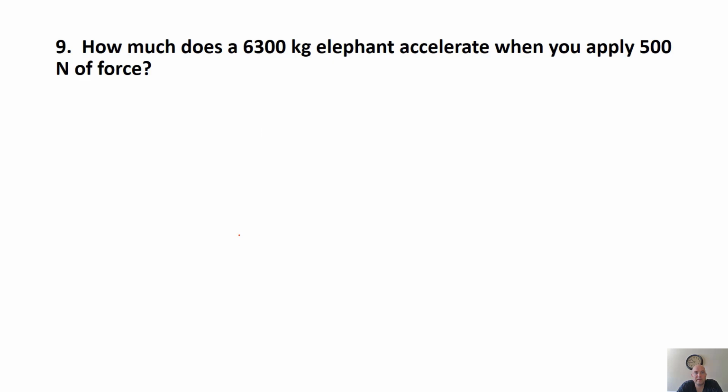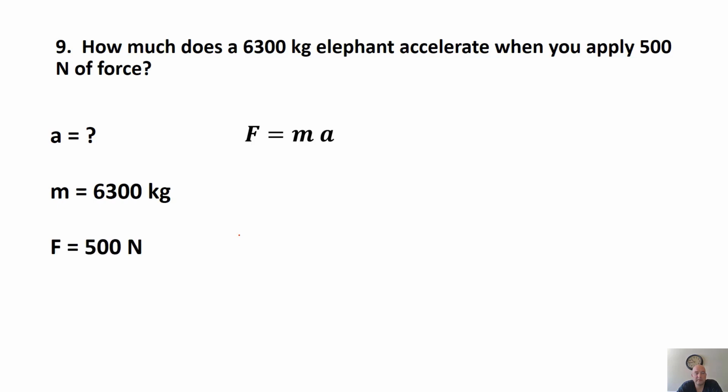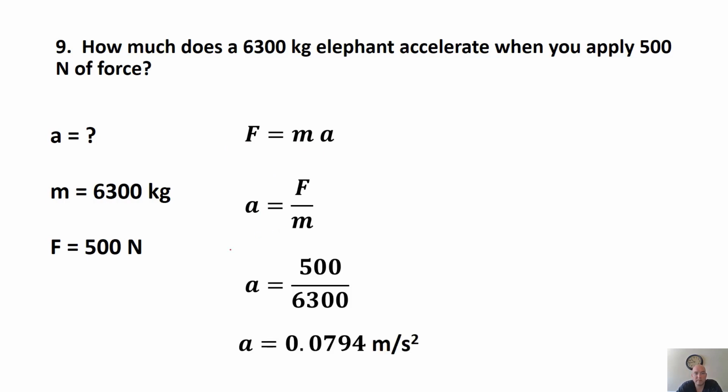How much does a 6,300 kilogram elephant accelerate when you apply 500 newtons of force? So we have an a that we're solving for. We have the 6,300 kilograms, which is the mass. We have a force of 500. So we have F equals ma. Now we're going to rearrange that for a. Once again, like before, we'll divide out the m from both sides, and you get F over m. Plug that in, 500 over 6,300, and you get 0.0794 meters per second squared.